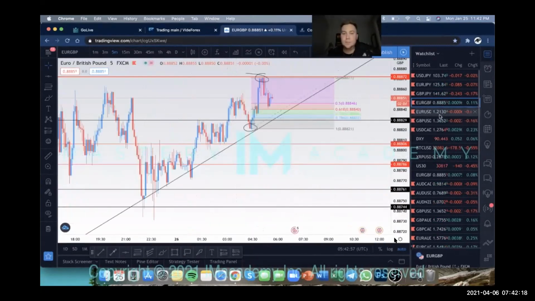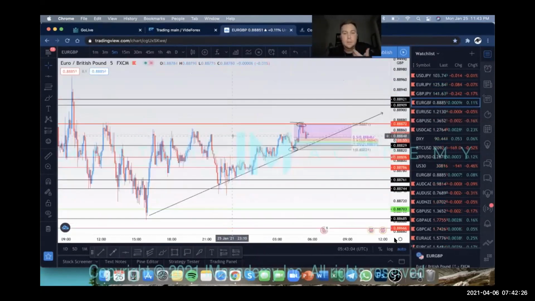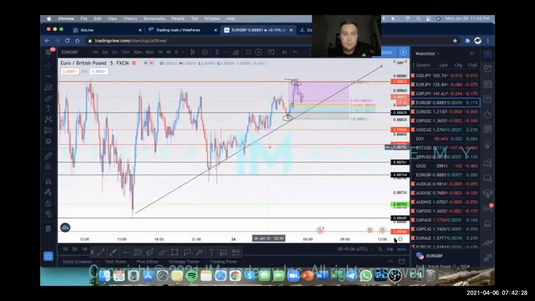So this is going to take time. It's not automatic. It looks good. This is going to take time. You gotta have an analysis of the bigger picture of the market as well.